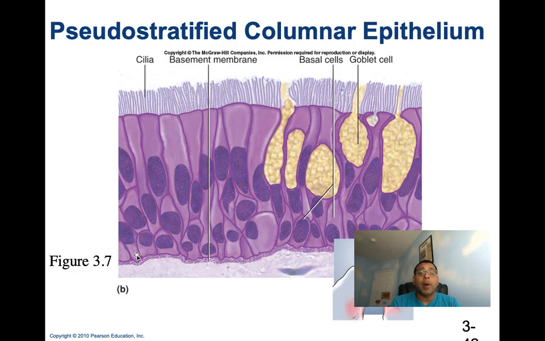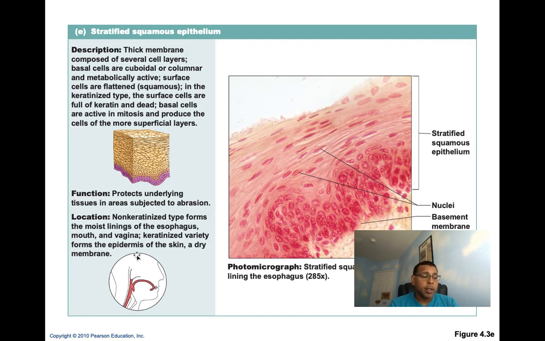Next, then, let's jump to stratified epithelium. Now, we talk first about stratified squamous epithelium. Stratified means many layers, so it's a thick membrane composed of several cell layers. Now, the basal cells, the cells closer to the bottom, closer to the basal surface, are going to be cuboidal to columnar in shape, and they are metabolically active cells.